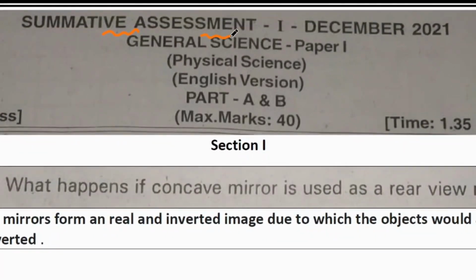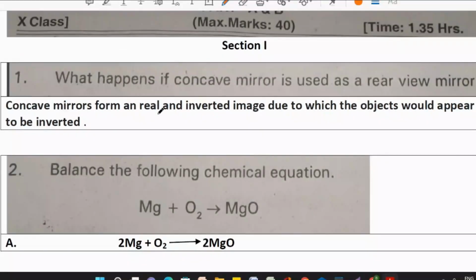In this video, we are going to discuss Summative Assessment 1 Physics Answer Key, and this exam was conducted in December 2021. Let us discuss Part A, Section 1. What happens if a concave mirror is used as a rear view mirror? A concave mirror forms a real and inverted image, due to which the objects would appear to be inverted.